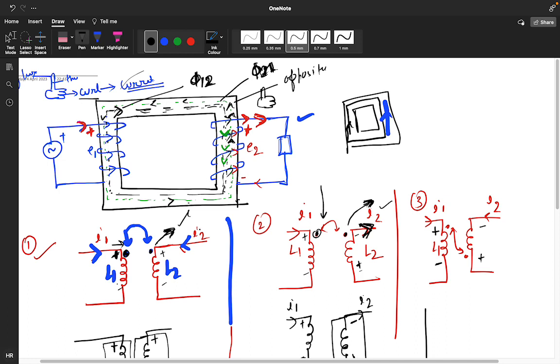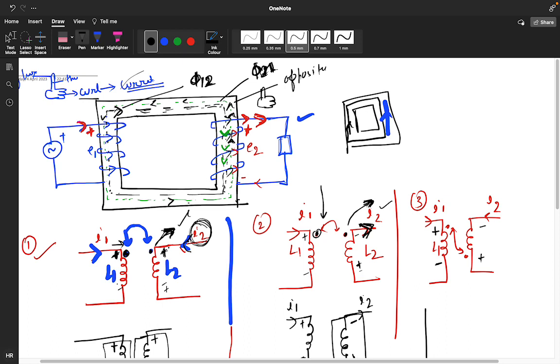So see, your I1 is entering in this particular dot, and from this dot the current should leave, but they had given the opposite direction of the current. So if they had given the opposite direction of the current, and current is leaving from this terminal, that's why we are taking it as positive, because it's the opposite direction.